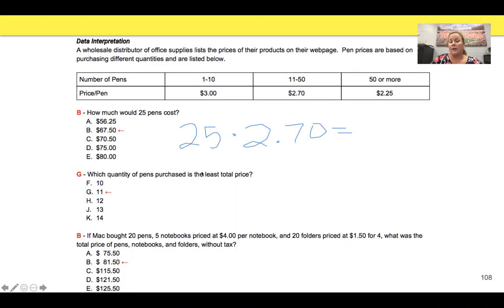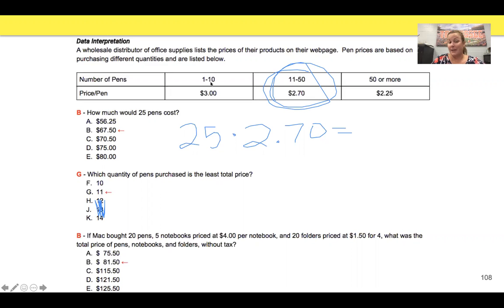Now, which quantity of pens purchased is the least total price for the next one? You see we get 11. 11, 12, 13, and 14 all fall under this category here. So we know it's got to be 11. So we can eliminate these 3. So now it's between 10 or 11.